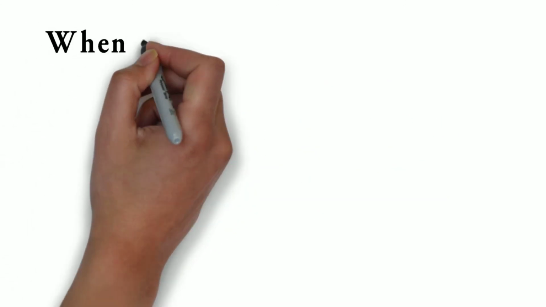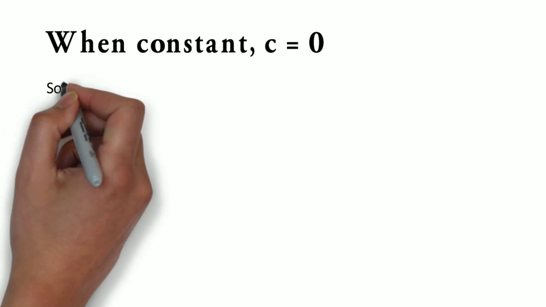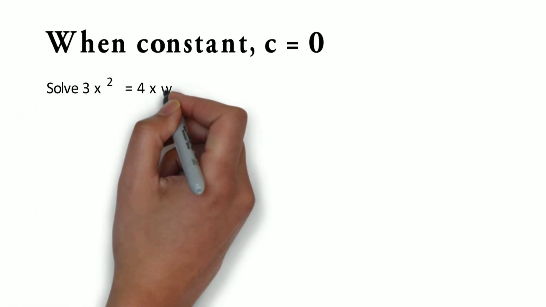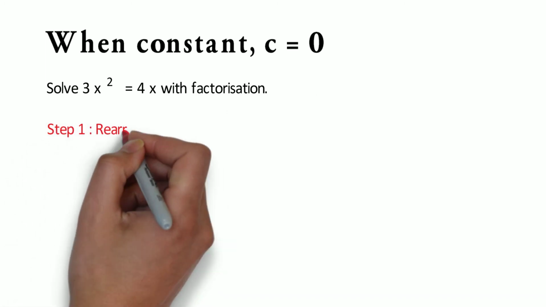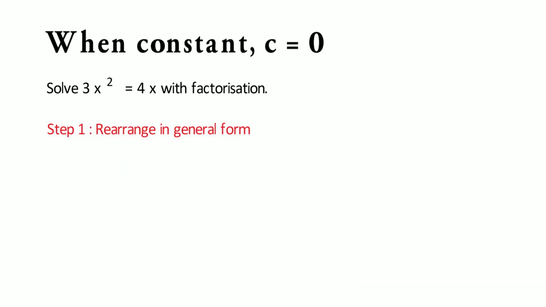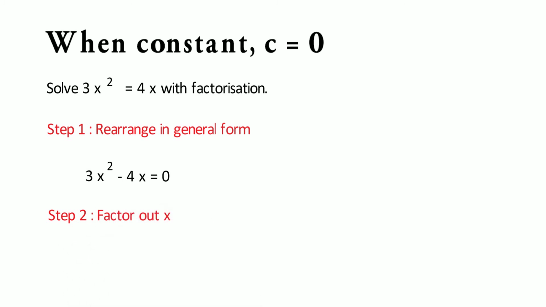Now let's solve another problem where the constant c is equal to 0. So let's solve 3x squared equals 4x by factorization. We can start out by arranging the equation in general form. So that gives us 3x squared minus 4x is equal to 0. The second step is to factor out x. So factor x out and we get x open bracket 3x minus 4 close bracket is equal to 0.